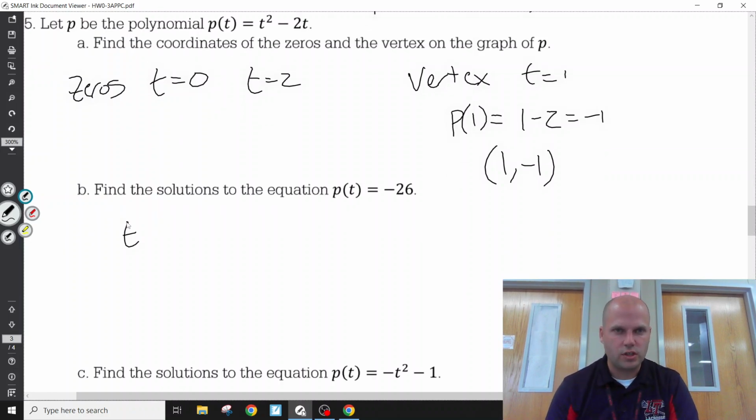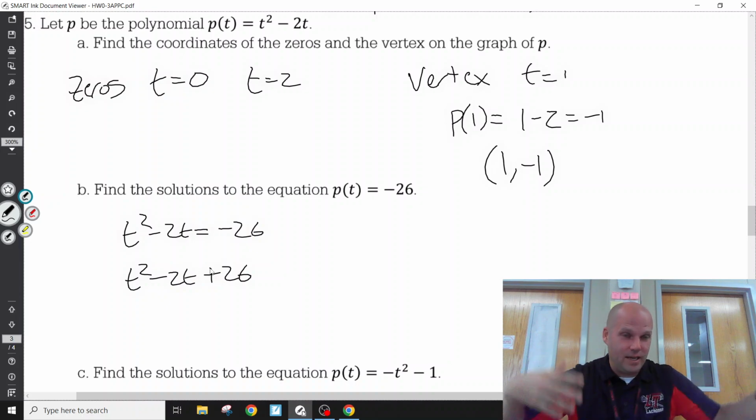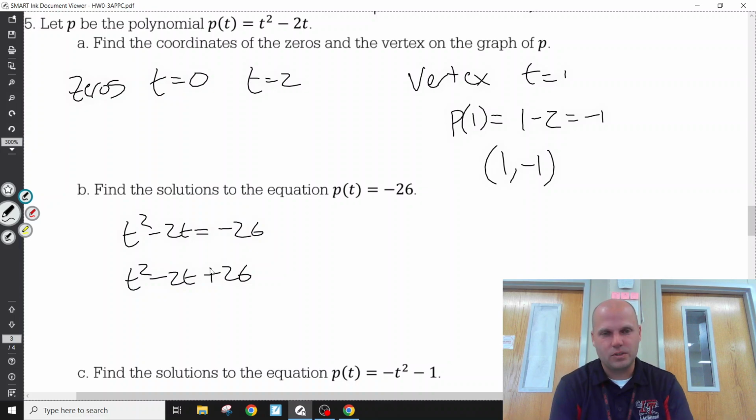Find the solutions to t squared minus 2t equals negative 26. I feel like I've seen this number before, this negative 26. I don't know why. Oh man, 13 and 2 don't add to get negative 2. 26 and 1, nope. I gotta use the quadratic formula. Set equal to 0, I added 26.